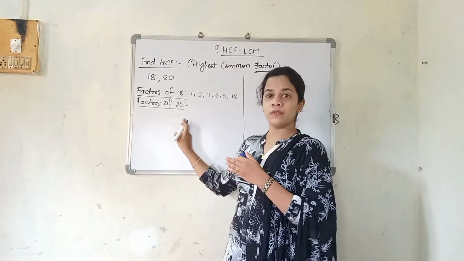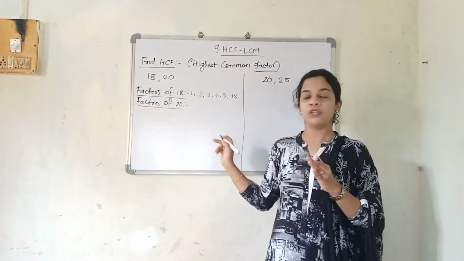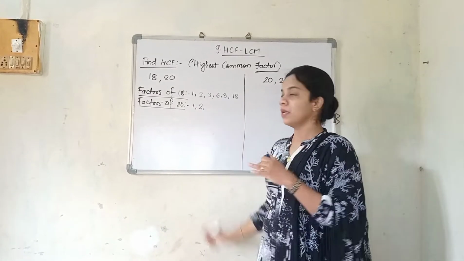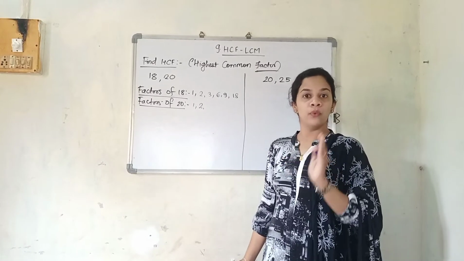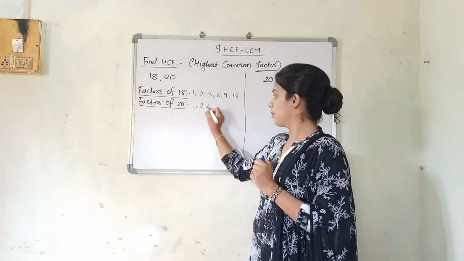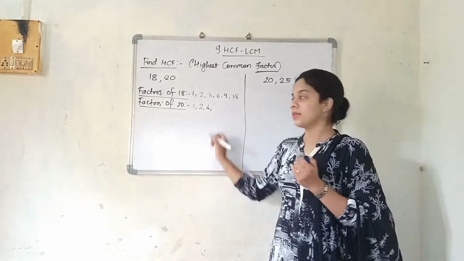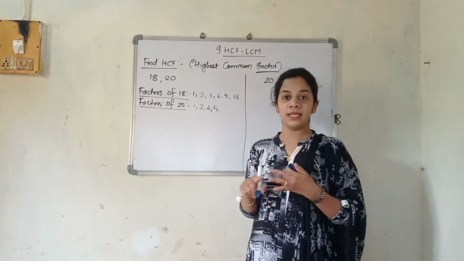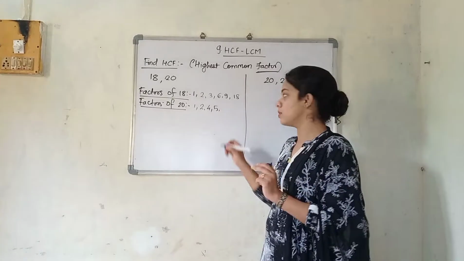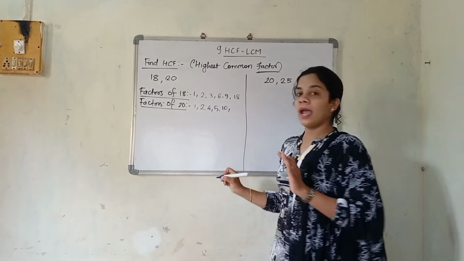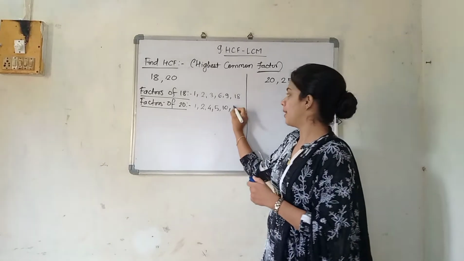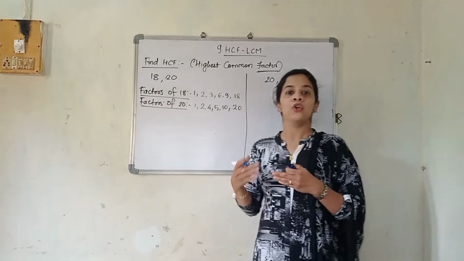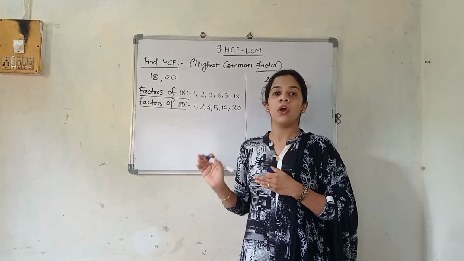Which are the factors of 20? Yes, 20 occurs in which table? 1's table for sure. 2 10s are 20, so 2 will come. 3's table, no. 4's table, 4 5s are 20. 5's table, 5 4s are 20. 6's table, no. 7's table, no. 8's table, no. 9's table, no. 10's table, 10 2s are 20. And when you reach half of the number, directly write the number itself which is given to you. I have already told you, because after that you will not find any of the common factors.